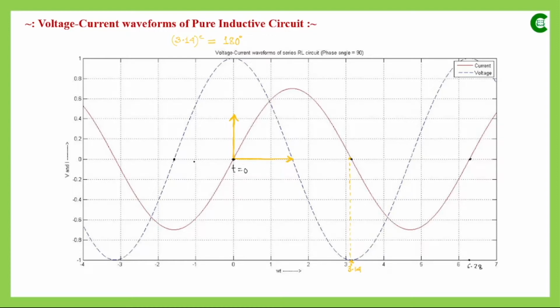Now on the other side, if we see the voltage when it starts, this is around minus 1.57, and if 3.14 radian is equal to 180 degree, then 1.57 will be 180 degree divided by 2, which is 90 degree. So between this point when the current waveform starts and this point when the voltage waveform starts, the phase difference is 1.57 or 90 degree.